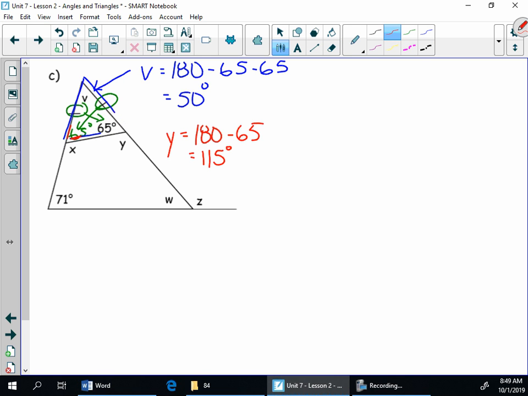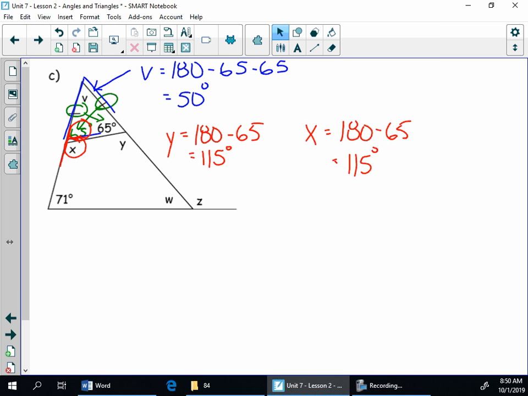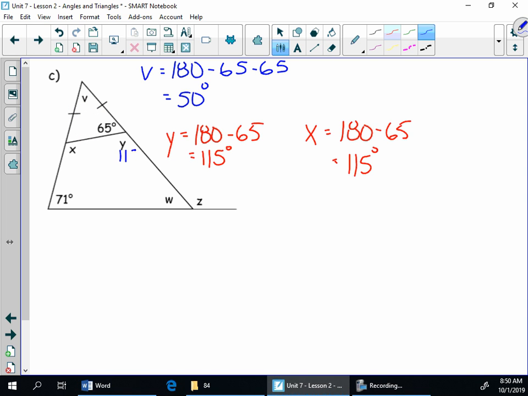How come? Well, there's your straight line. It's got a 65 and an x. Isn't that the exact same math? 180 minus 65 makes 115. So I've got 3 of the 5 letters. Ooh. What else can we get? I'm going to do some erasing here just so we can see stuff again. I'm going to put some numbers in here because we know some things. Y was 115, X was 115, this was 65, and this is 50.